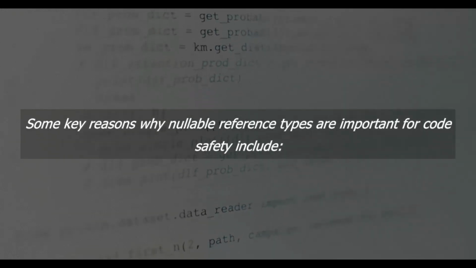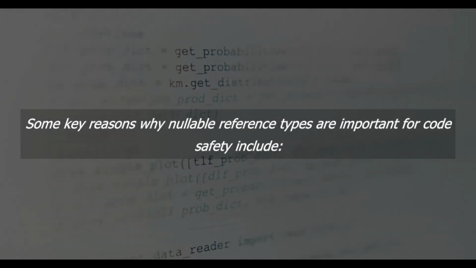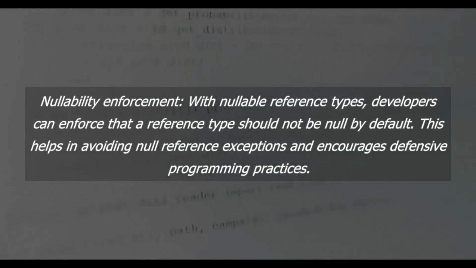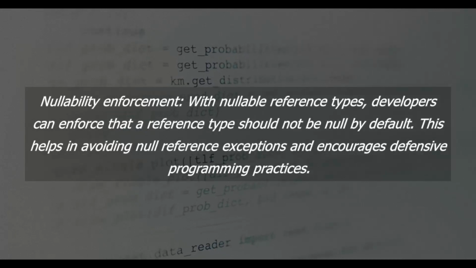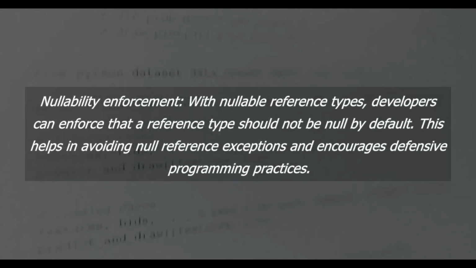Some key reasons why nullable reference types are important for code safety include nullability enforcement. With nullable reference types, developers can enforce that a reference type should not be null by default. This helps in avoiding null reference exceptions and encourages defensive programming practices.